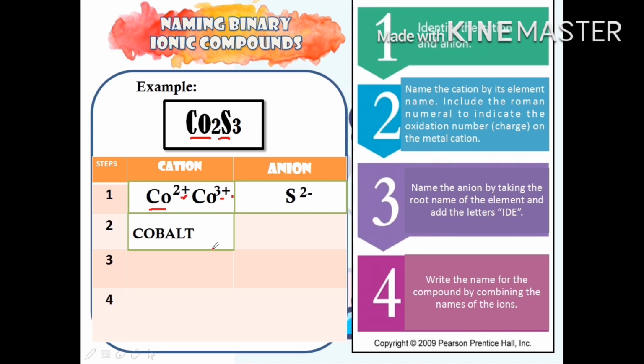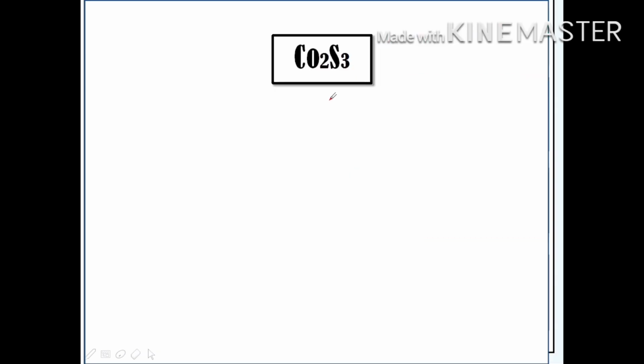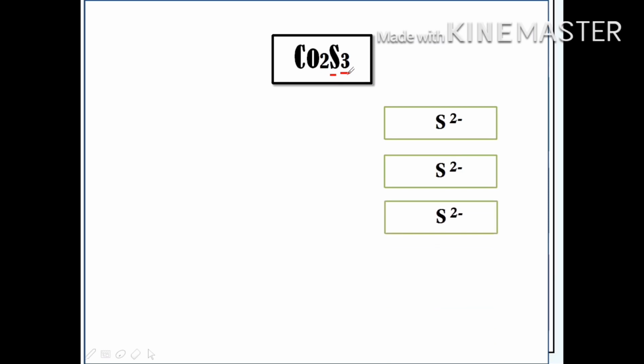To determine the charge of the cobalt, we have to start with the ion with a known charge, and that is S, because S has a fixed charge of 2 minus. And since there is a subscript 3 here, that means that there are 3 atoms of S present in this compound. 1, 2, 3, and each of these 3 atoms has a 2 minus charge, making a total of 6 minus charge.